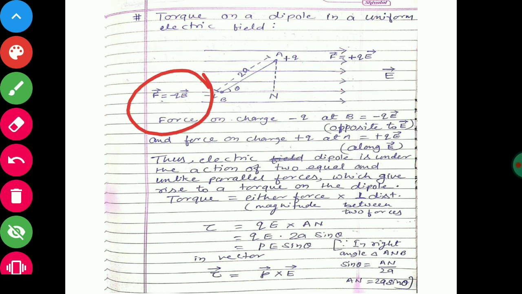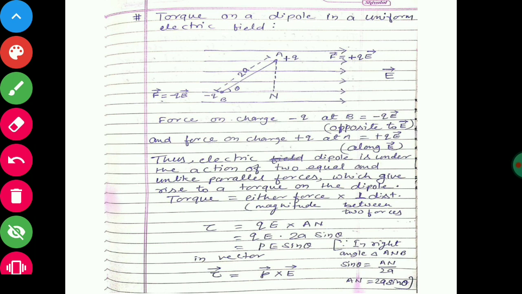And for that positive charge, this negative charge will attract in that direction. So again the force is equal to minus QE, because both the forces are equal in magnitude and opposite in direction. So when two equal and opposite forces act, a torque is to be there.